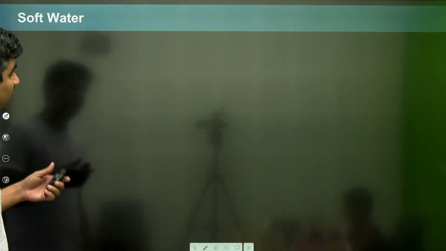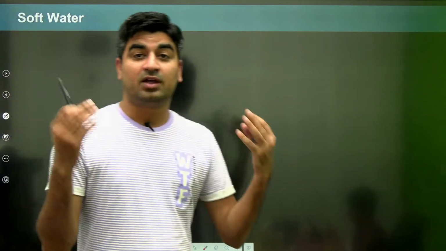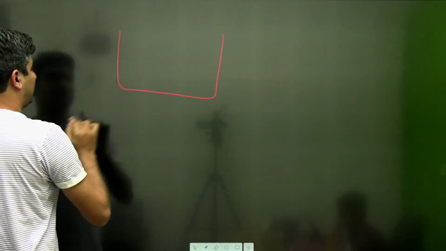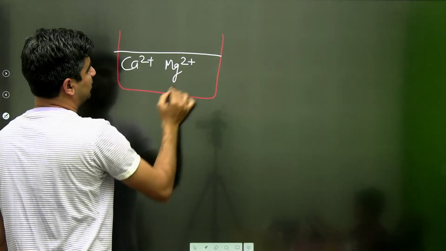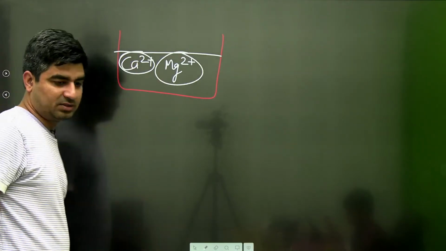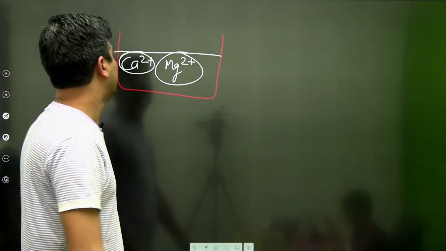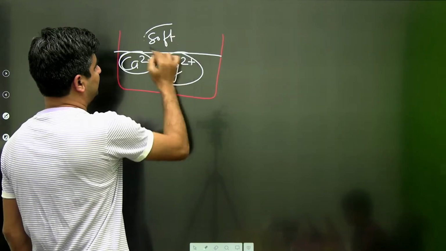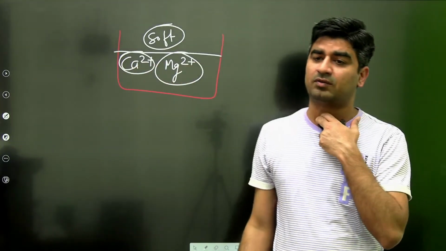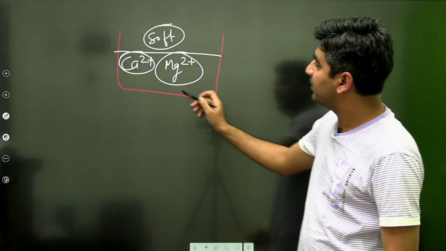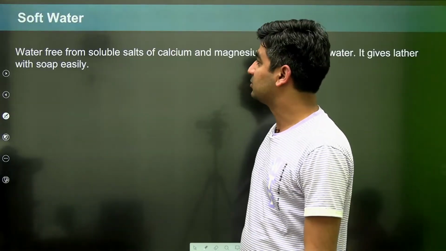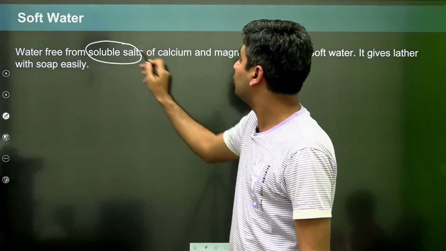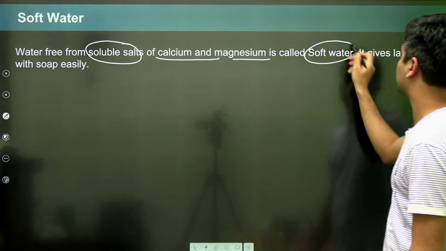Right? Now, what is soft water? I just told you that water is hard because of the presence of Ca2+ and Mg2+. And if you remove these impurities, then your water will become soft. So now you know what is hard water, what is soft water. Soft water will be basically the water that will contain no Ca2+ and Mg2+. So soft water, water free from soluble salts of calcium and magnesium, is called soft water.